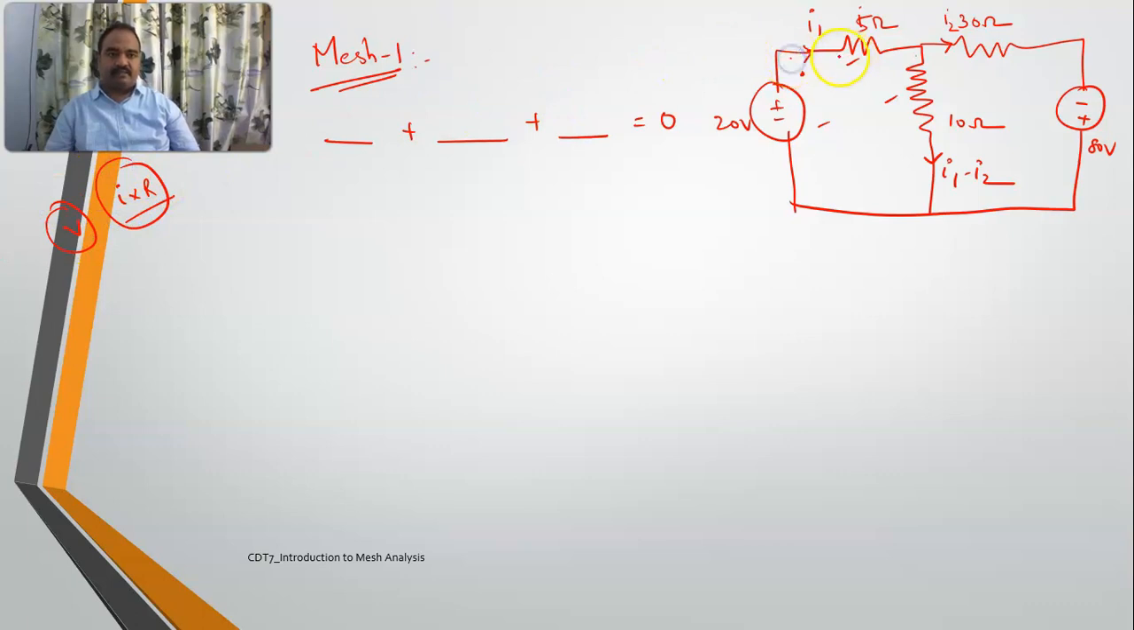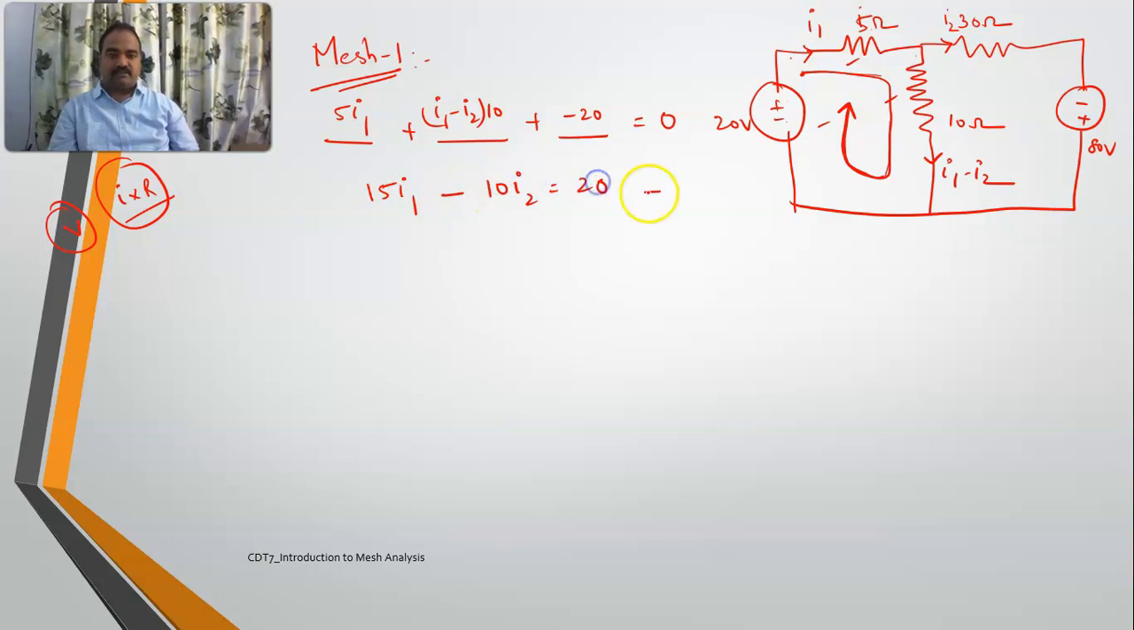I'll start from here. This is a resistor. So what I'll take is 5 into I1. It is in the same direction of the current, right? 5 into I1. From here, see, is the direction of the current same? Yes. So what is the current? I1 minus I2 into resistance, which is 10. For this one, here, this is the direction, but I am moving from minus to plus. So what I'll take is minus 20. So if you solve this one, you will get 15 I1 minus 10 I2 is equal to 20. This is your equation number 1.